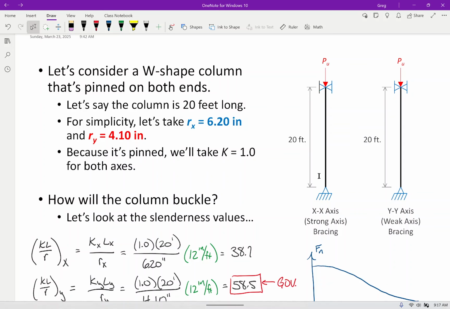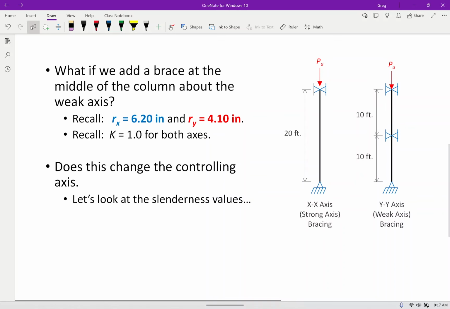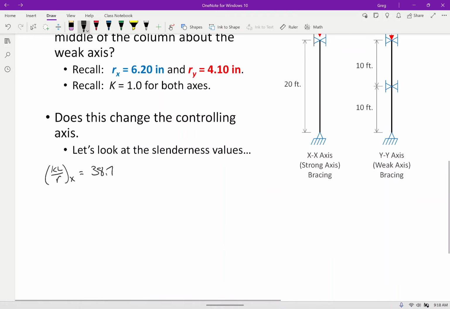But now what I'm going to do is say, wait a minute, let's look at this. Let's take the same situation, let's not mess with the strong axis, but let's throw a brace in the middle. Let's put a brace right in the middle of that column along the weak axis, and let's see what happens from a KL over r perspective. So first off, did anything happen here? No. So this is still going to be 38.7.